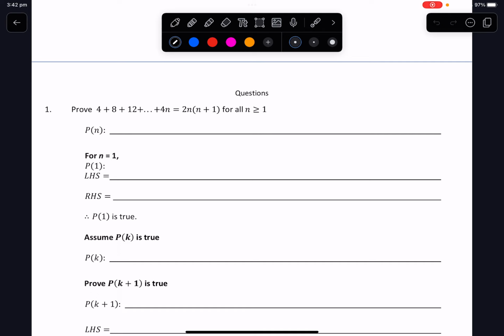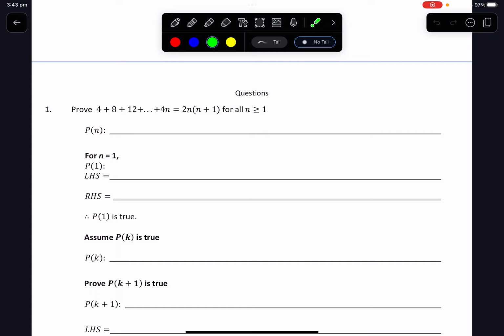Today we're going to start looking at the principle of mathematical induction, which is a method of proving mathematical statements. Today we're going to look at the most basic one, which is a series. A series is a bunch of numbers added together. If I have 4 plus 8 plus 12 plus all the way up to any multiple of 4, so this is 4 times 1, 4 times 2, up to 4 times n, we can say that that sum is equal to 2n times (n plus 1) for all n greater than or equal to 1.